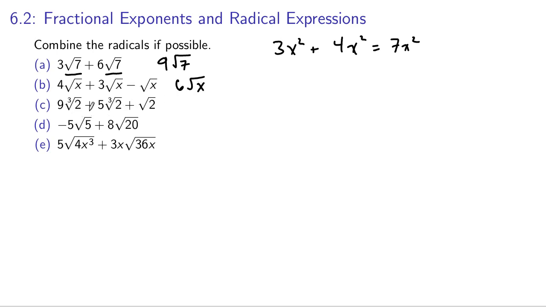Now we have the cube root of 2, the cube root of 2, and the square root of 2. Well, we can't add the square root of 2 in because it's a different number, but we can add the coefficients of the cube root of 2 to get 14 times the cube root of 2 plus the square root of 2.